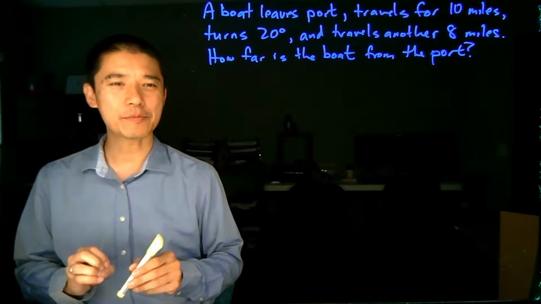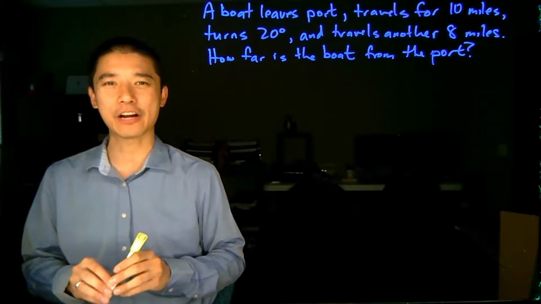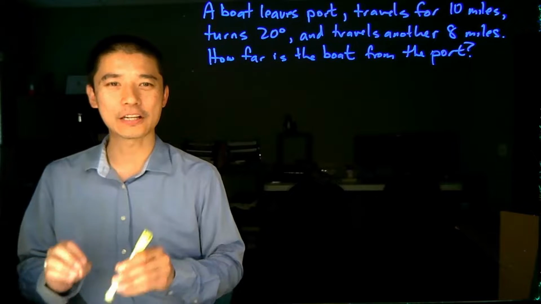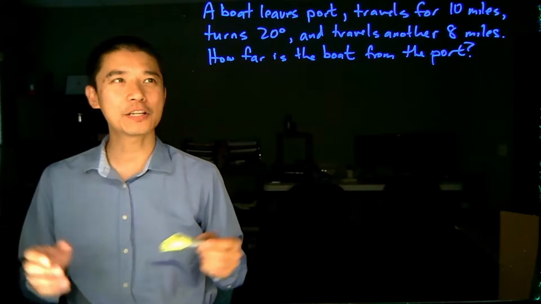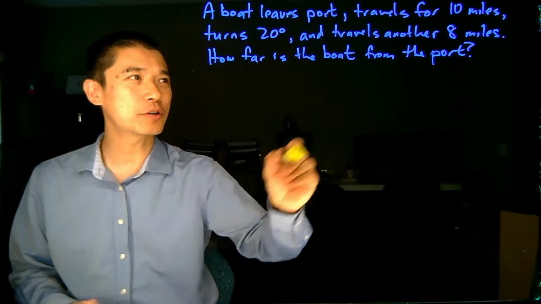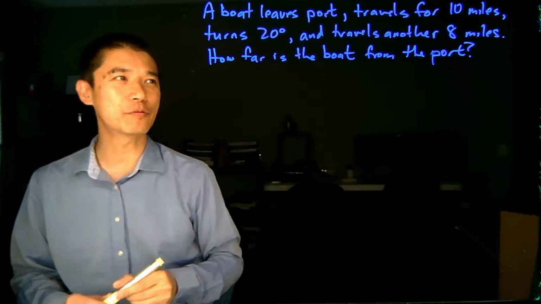And the reason why is because the intuitive thing that students do, which is just sort of throw numbers into the diagram, turns out to not work in a lot of these problems. And again, especially the navigation problems. So here's an example. A boat leaves port, travels for 10 miles, turns 20 degrees, and travels another 8 miles. How far is the boat from the port?